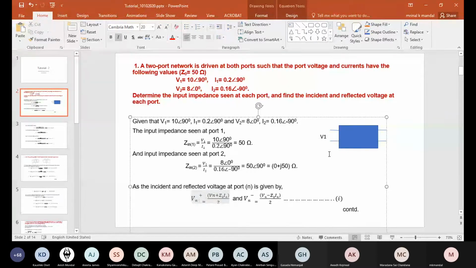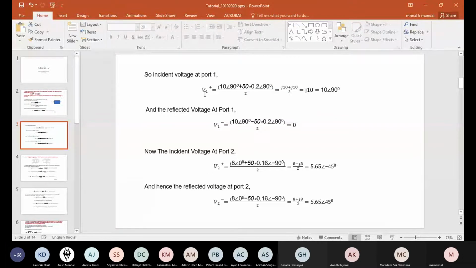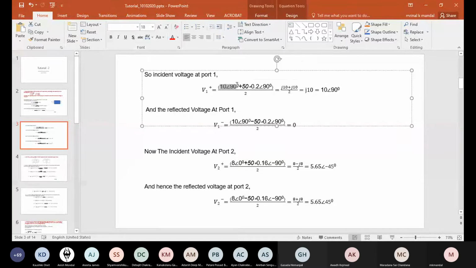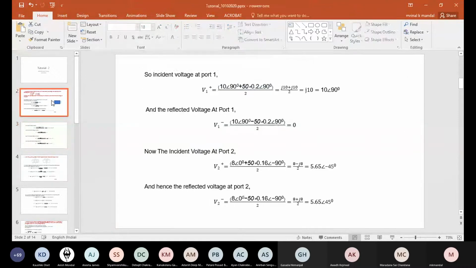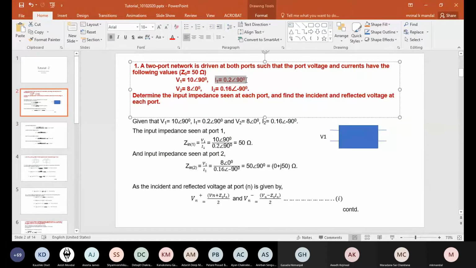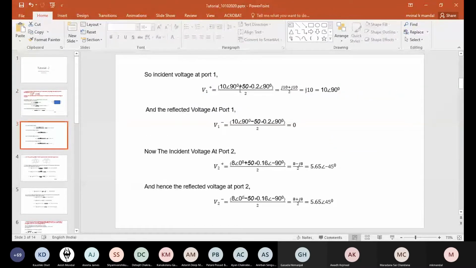So you remember that thing. I am using that definition. Then V1 plus is the port voltage plus the current component which is passing through the 50 ohm load. So here its current I1 is given, 0.2 angle 90 degrees. So together this voltage wave is now incident on port 1. Well, this is the forward going voltage wave. After that, just numerical calculation.